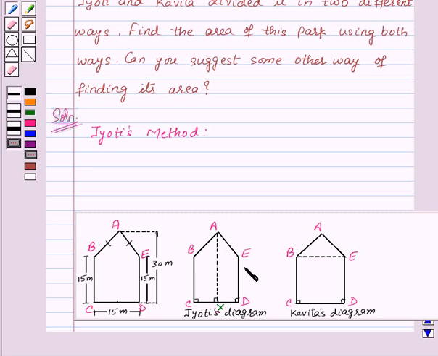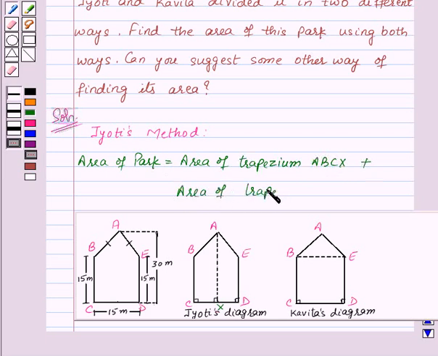To find the area of the park, we will find the area of both the trapeziums and add them. So let us write, area of park is equal to area of trapezium ABCX plus area of trapezium AEDX.